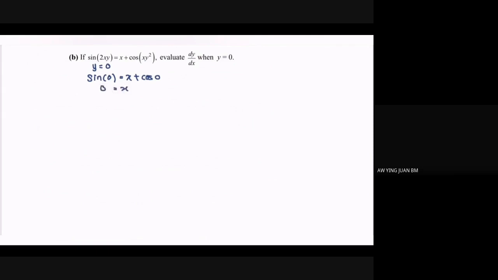For cos 0, it will be equals to 1. So x will be equals to negative 1. So meaning that when y is equals to 0, x will be equals to negative 1. So now let us start our discussion, which is finding the first derivative.